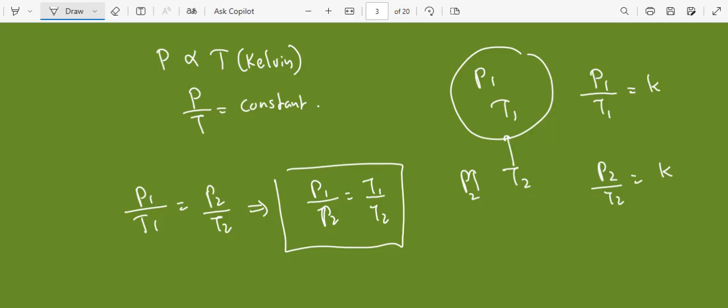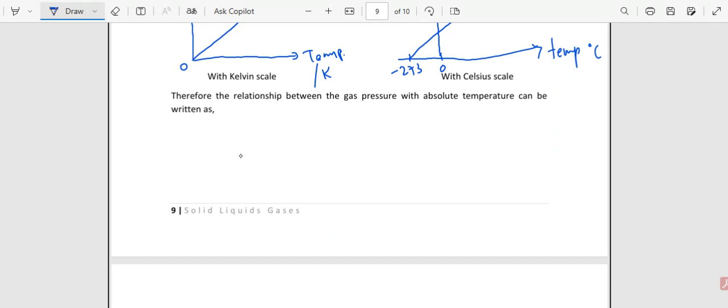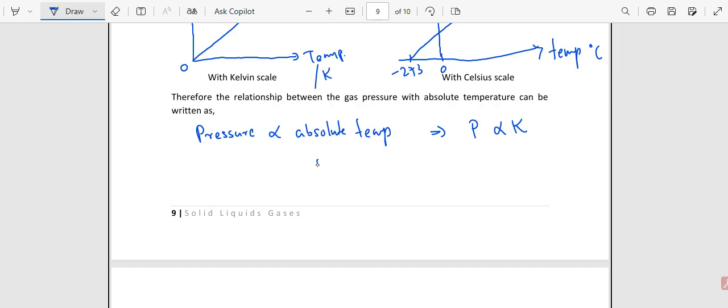So we are not writing everything, we'll just write the relationship. Pressure is directly proportional to the absolute temperature. So we can write the equation P1 over P2 equals T1 over T2. Write this equation there.